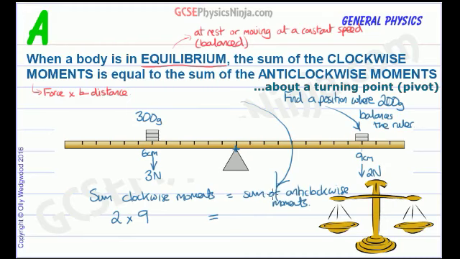And let's look at the anti-clockwise moments. Those are going this way. And that would be force times distance, 3 newtons multiplied by 6. And lo and behold, you got 18 equals 18. So it works, and it illustrates the principle of moments. It's a good one to be able to explain if you're asked.